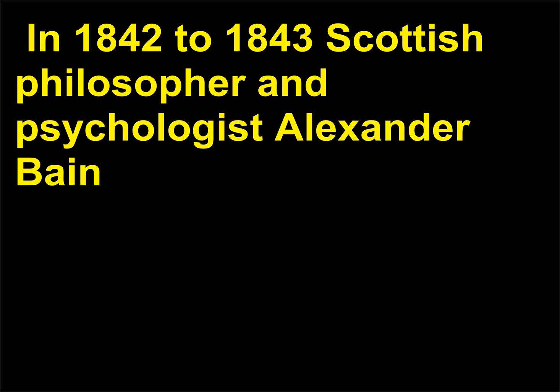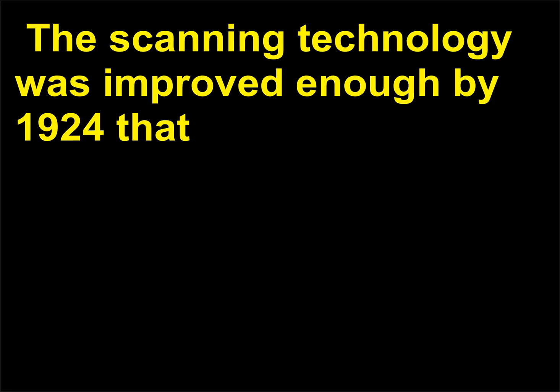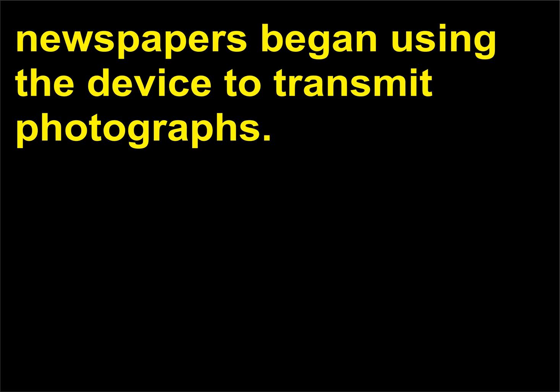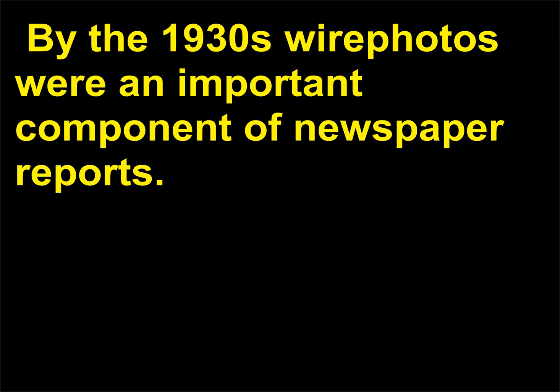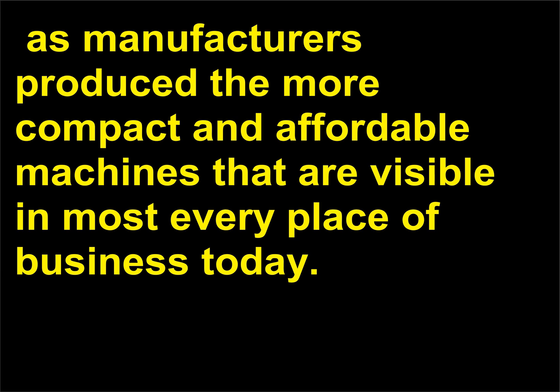In 1842 to 1843, Scottish philosopher and psychologist Alexander Bain, 1818 to 1903, invented the first, albeit crude, fax machine. The scanning technology was improved enough by 1924 that newspapers began using the device to transmit photographs. By the 1930s, wire photos were an important component of newspaper reports. It was not until the 1980s that faxes came into widespread use, as manufacturers produced the more compact and affordable machines that are visible in most every place of business today.